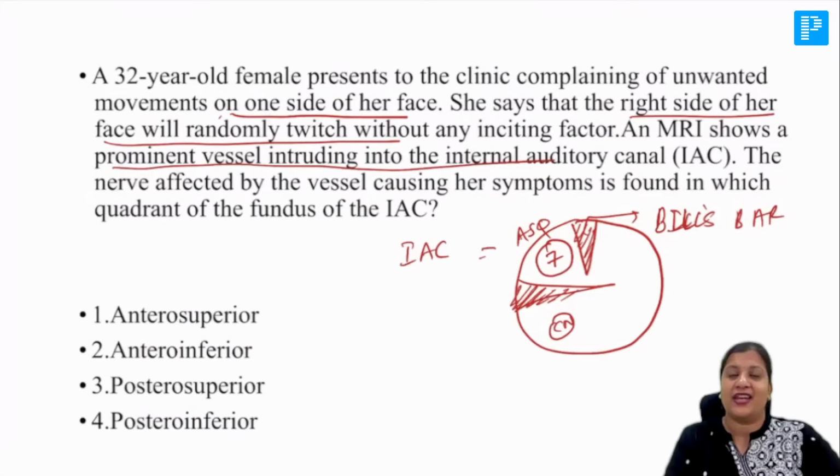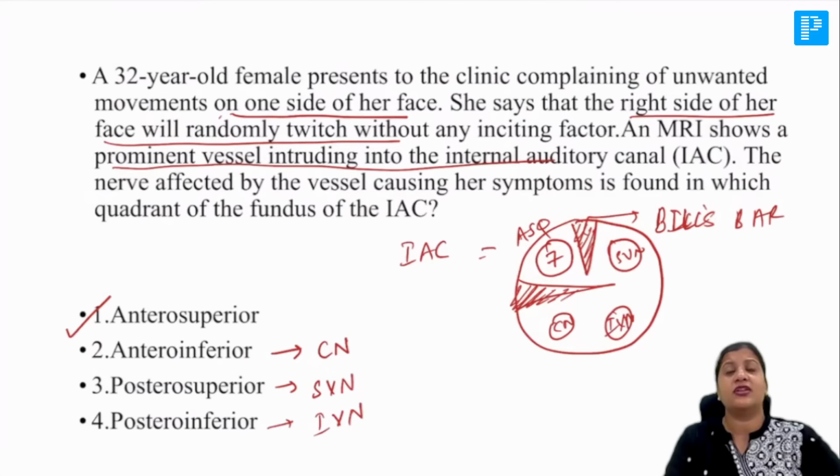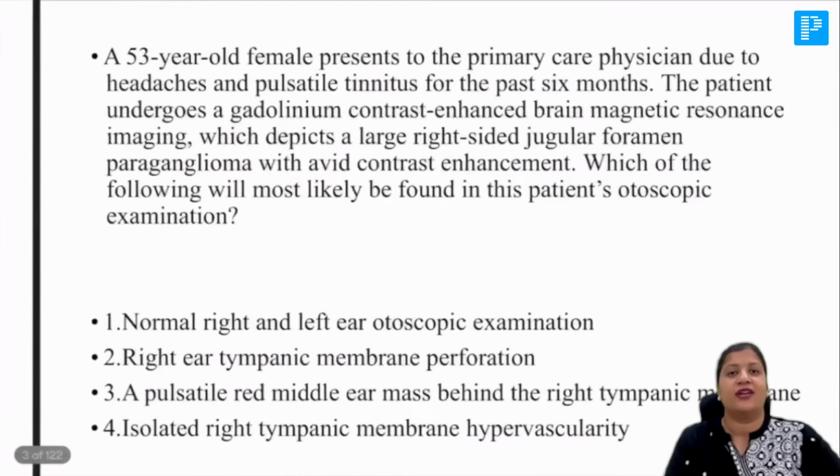Yes. So now we are very sure that the seventh nerve is in question because they're telling to you that the nerve is causing involuntary movements of the face, which means that the nerve in question is your facial nerve. And where is it lying? In the antero-superior quadrant. What lies in the antero-inferior quadrant? It is going to be your cochlear nerve. In the posterior-superior quadrant would be your superior vestibular nerve, and posterior-inferior quadrant would be your inferior vestibular nerve. So this comprehensively covers the anatomy of internal auditory canal with the help of a clinical MCQ.